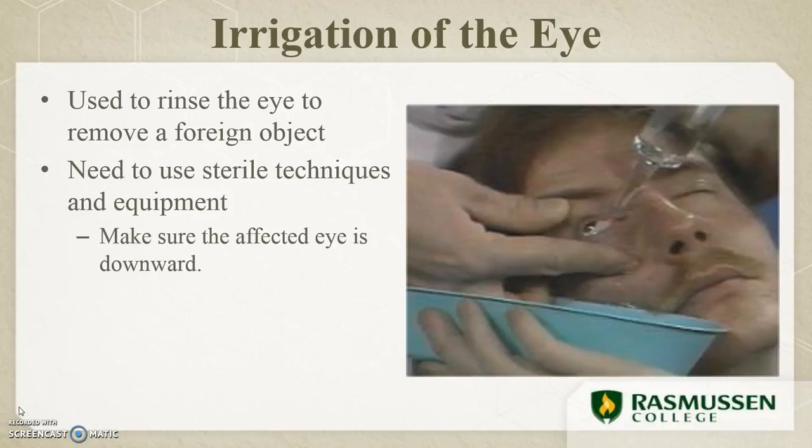You will have to open up the patient's eye with your index finger and thumb with your non-dominant hand. You'll use a syringe with sterile water to irrigate the eye in your dominant hand. You will continue this method until the solution is used up or the object has been removed from the patient's eye.